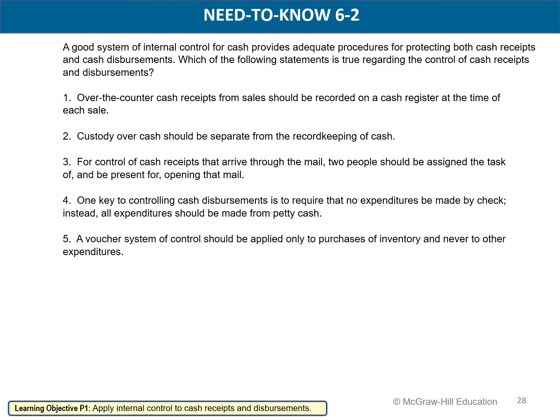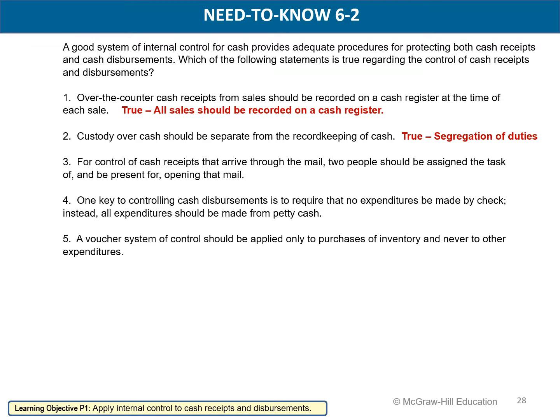All right, so a good system of internal controls for cash provides adequate procedures for protecting both the cash receipts and cash disbursements. They're asking us here in 1 through 5, which of the following are true statements regarding the control of cash receipts and disbursements. In the first one, it says over-the-counter cash receipts from sales should be recorded on a cash register at the time of each sale. That is true. Number 2, custody over cash should be separate from the record keeping of cash. True or false?